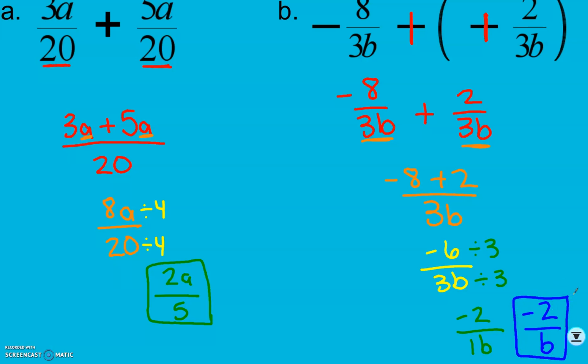is itself. So again, we treat those the same way. We just keep our variables there and combine things if they're like terms. So in A, we combined like terms. In B, it was in our denominator, so it just stayed in our denominator. And that's all I have for section 2.5.